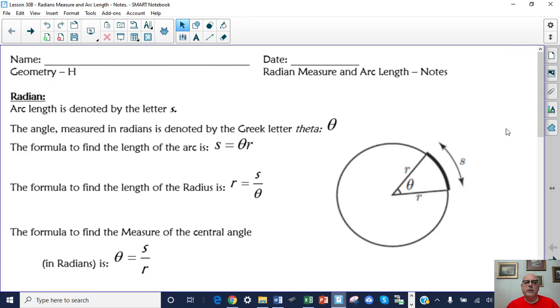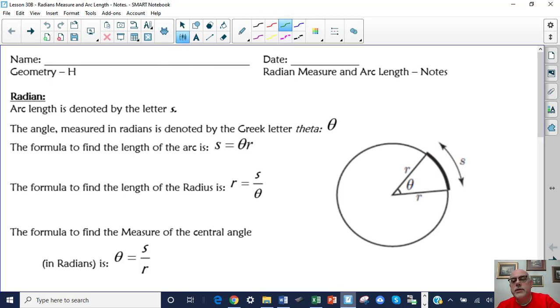Hello everybody, and welcome to the lesson on radian measure and arc length. One of the reasons that radian measure makes more sense in some instances than measuring an angle in degrees is because if you know, for instance, the length of the radius and the length of the arc that the angle has intercepted, you can find out the measure of the angle in radians.